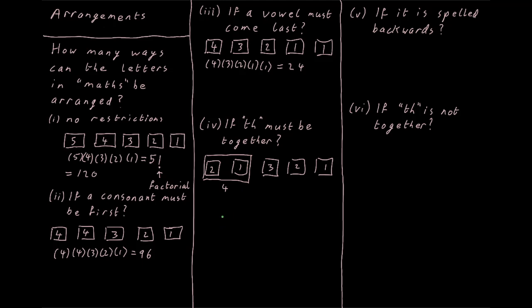And combining all of my options, I'd have 2 by 1 for the order of T and H. And then I'd have 4 places that could go. And then the 3 other cards go down in descending order, or however many I have left as I'm going down. So I multiply all of that out, and I get 48.